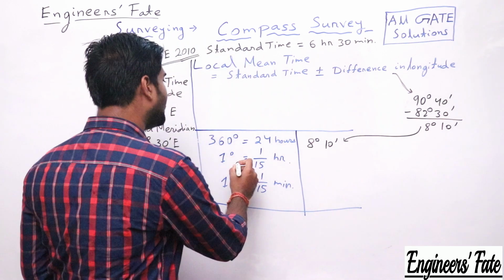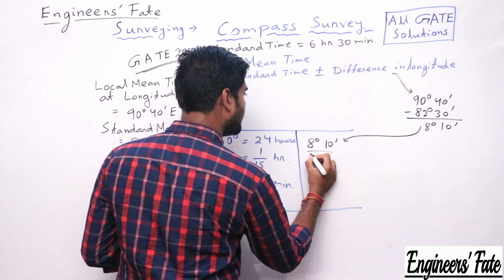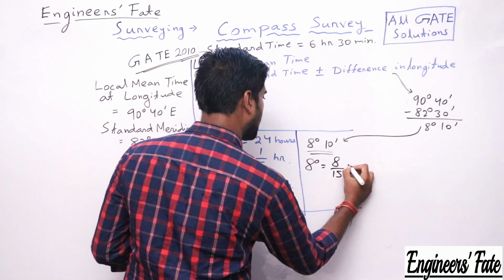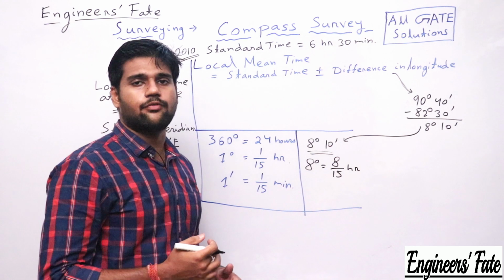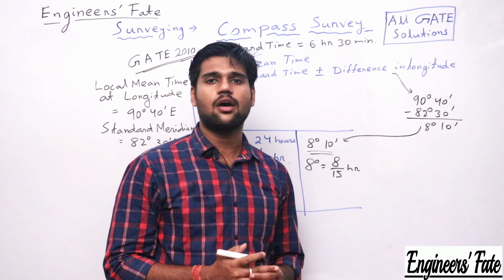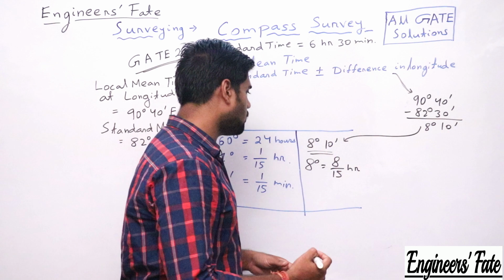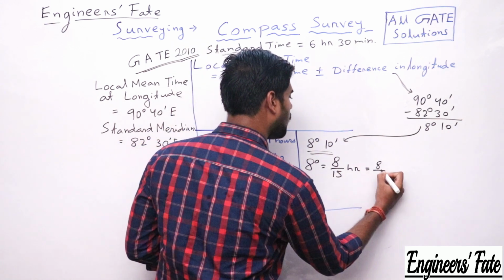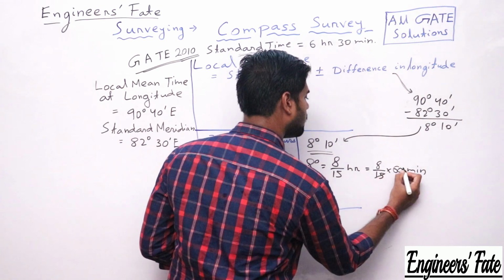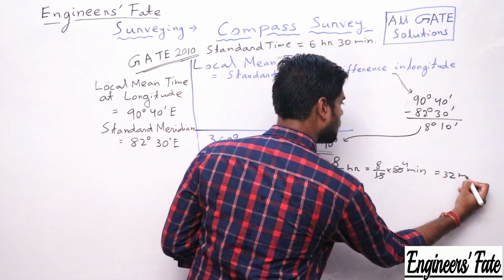Now I want to convert this into hours, minutes, seconds. So 1 degree equals 1 by 15 hour. So 8 degrees will be 8 by 15 hour. 8 by 15 is less than 1, which means it can't be in hours, it will be in minutes. So we know that 1 hour is 60 minutes. So 8 degrees equals 32 minutes.